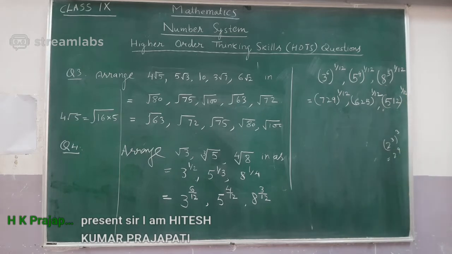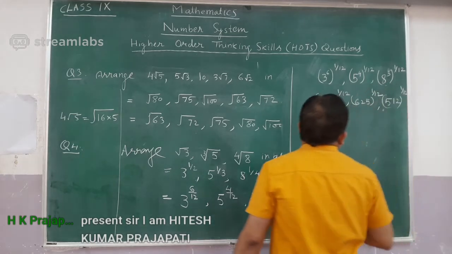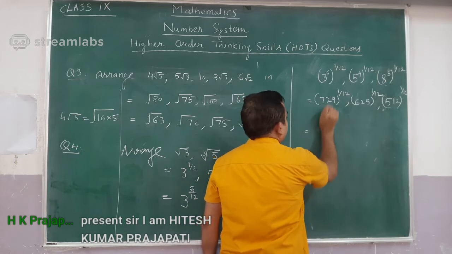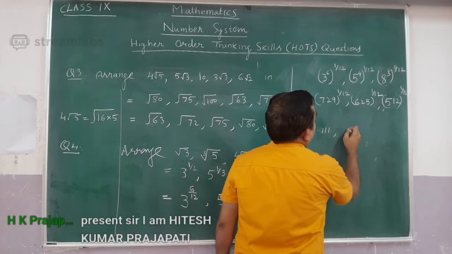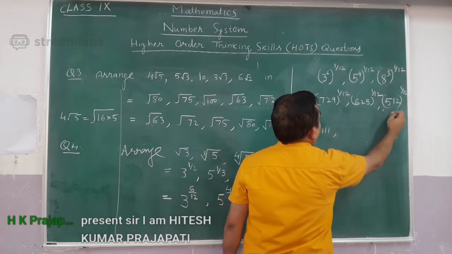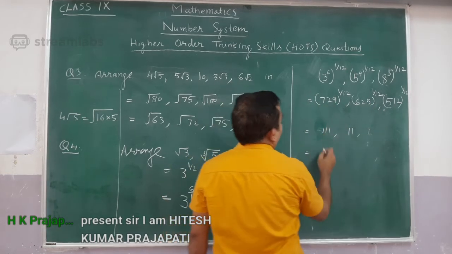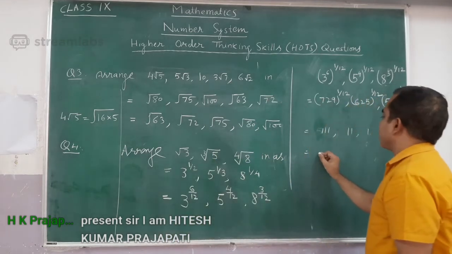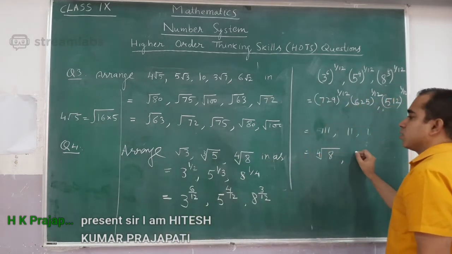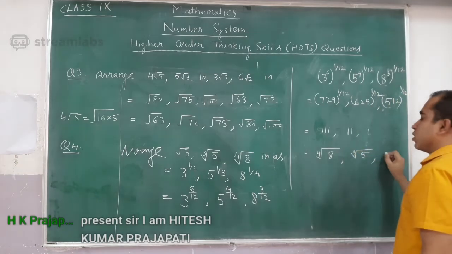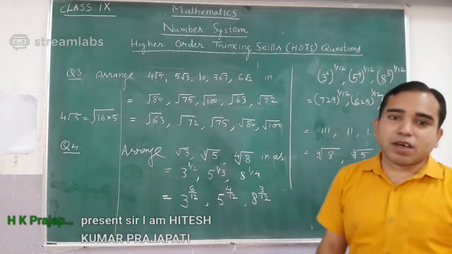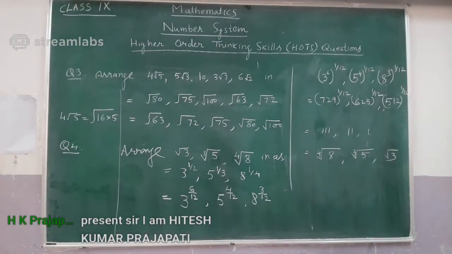And now we can arrange them in ascending order. The smallest one is 512. Third. Then this is third. Then this is second. And this is first. So the final answer will be this, and this. This is the way how we can arrange them in ascending order. So a little twist, a little thinking, and we'll get the correct approach at how to proceed further.